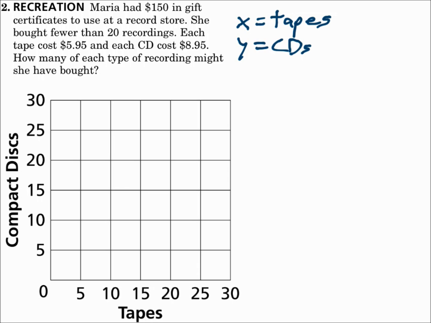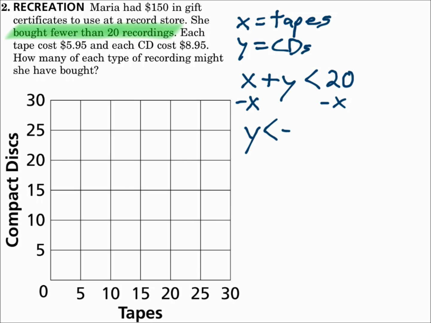Now look for the clues in the question. She bought fewer than 20 recordings. So the number of tapes plus the number of CDs has to be less than 20. It can't be equal to 20 because the question says it's fewer than 20. Let's solve that for Y and get it in slope-intercept form. Subtract X from each side, and you get Y is less than negative X plus 20.